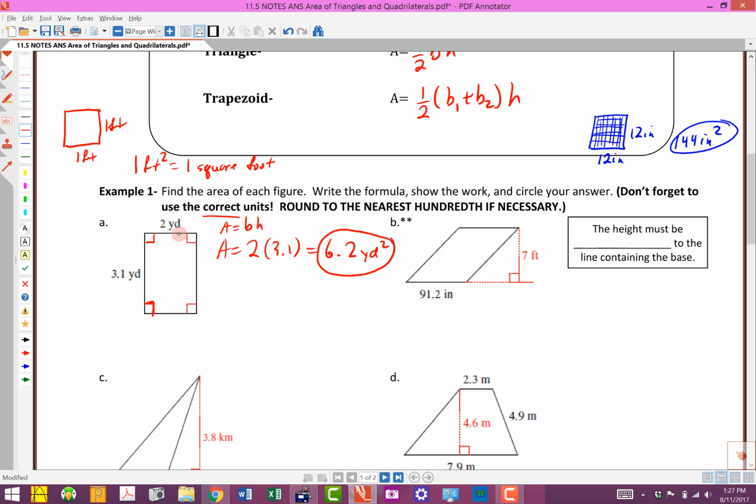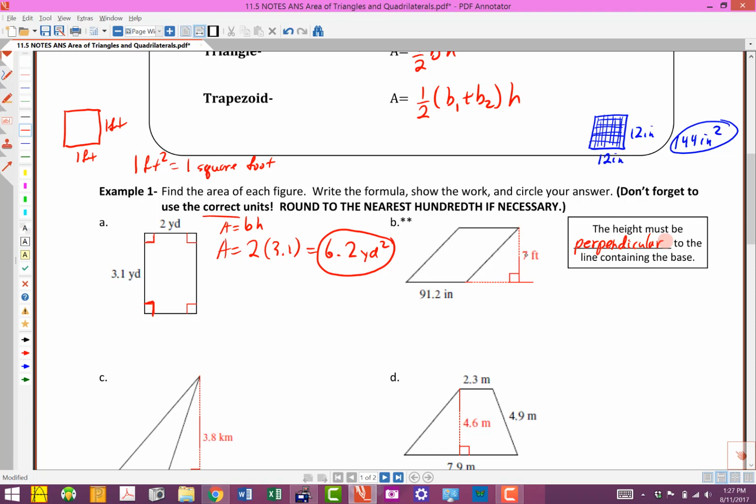It meets at a right angle with that base right there. Whether it's the top or bottom doesn't matter. Okay. So over here, you'll notice that we extend this line out here. This is the height because it's how far it is from the very top of this figure down to the line containing that base right there. Okay, so that's important. So we're going to write the height must be perpendicular to the line containing the base. And what that means again is it meets at a right angle.